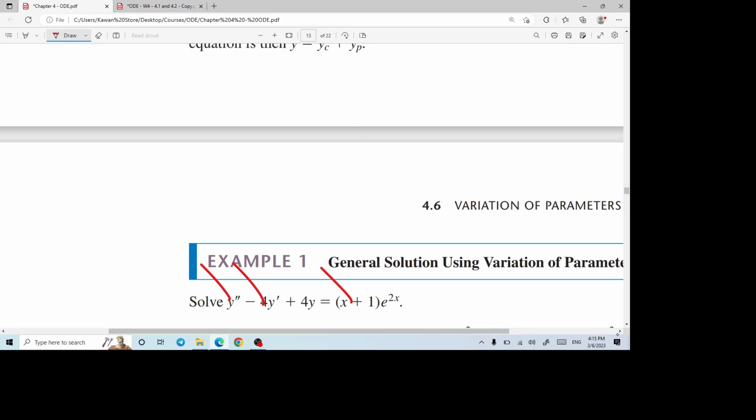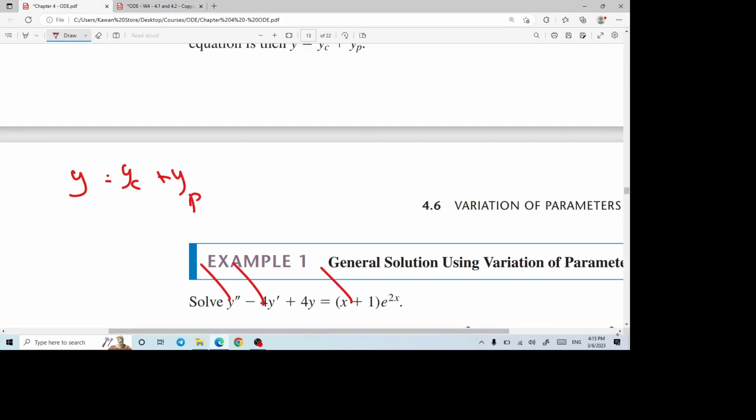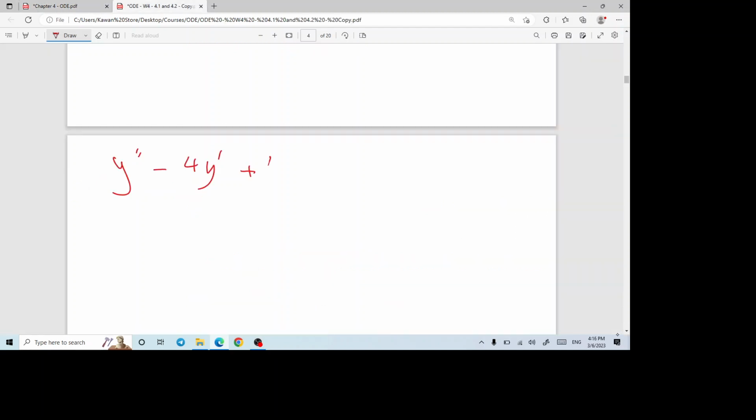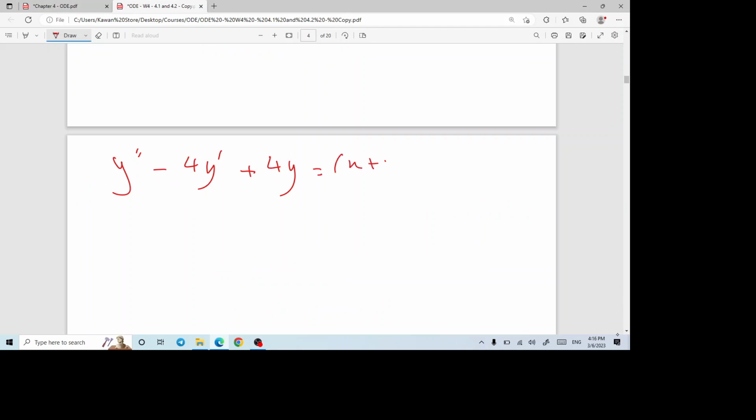Then I am going to think about it using variation of parameters, because here y equals yc plus yp. That's why. Now, how do we solve them? We have y double prime minus 4y prime plus 4y equal to (x plus 1) e to the power 2x. Do you have any problem with it? We have a higher order non-homogeneous constant coefficient equation, right?